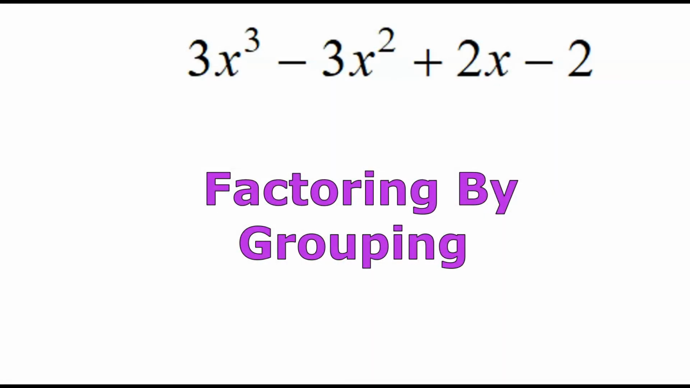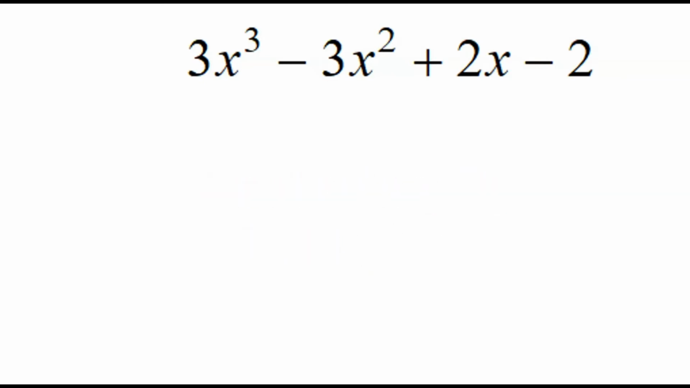All right, so we're going to be factoring by grouping. And the reason we need to do factoring by grouping is because I have 4 terms. Normally we factor with 3, but here I have 4 terms. So what that means is I'm no longer going to be using the AC method. I'm going to be grouping.